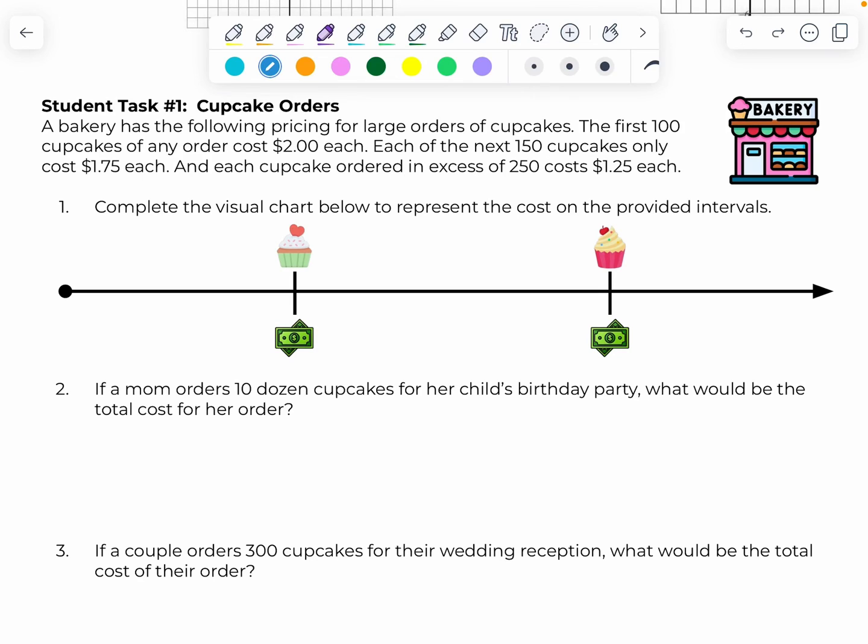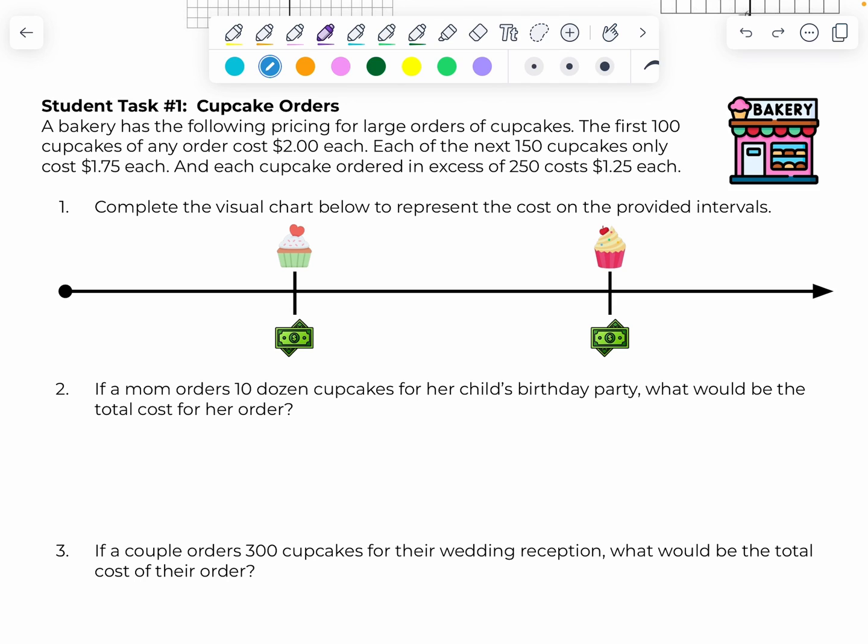A bakery has the following pricing for large orders of cupcakes. The first 100 cupcakes of any order cost $2 each. Each of the next 150 cupcakes only cost $1.75 each. And each cupcake ordered in excess of 250 costs $1.25 each. Complete the visual chart below to represent the cost on the provided intervals.